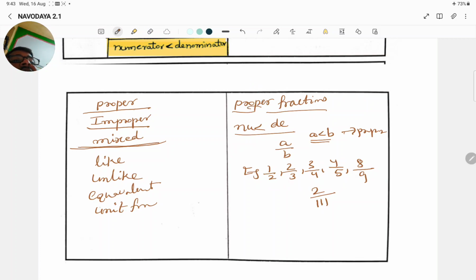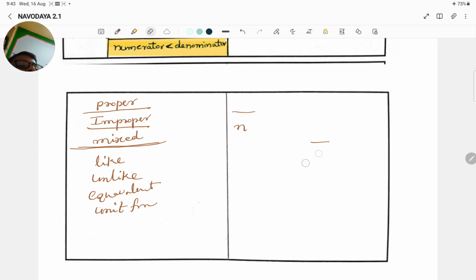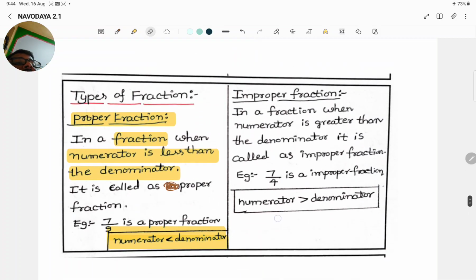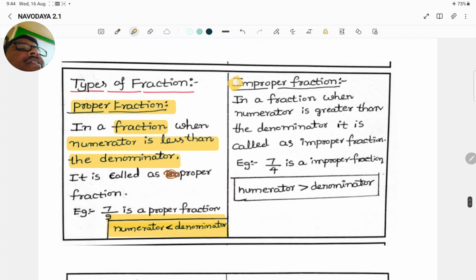Next, improper fractions. Improper fraction is the same but opposite. Improper means a fraction when the numerator is greater than the denominator. It is called an improper fraction. When the numerator is greater than the denominator, this type of fraction is called an improper fraction.